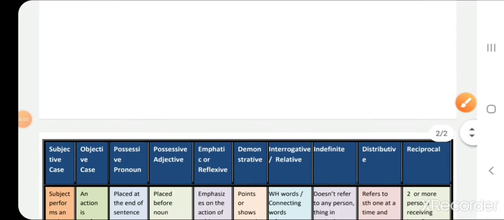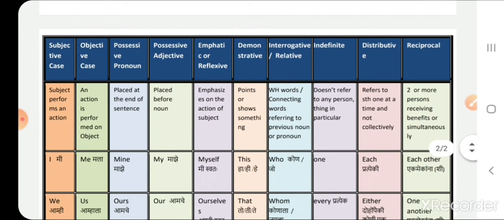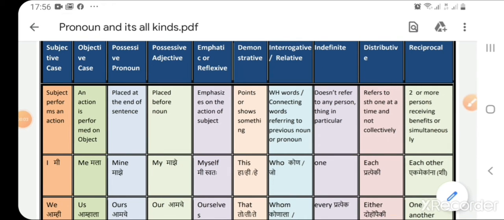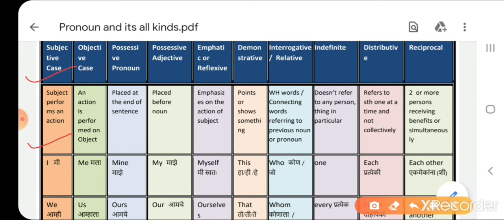Now let's move on to 9 kinds of pronoun. Here all these are 9 kinds of pronouns. First 3 columns are of personal pronouns. Personal pronoun has subtypes: subjective case pronoun, objective case pronoun and possessive case pronouns. Here, first row consists of names of kinds of pronouns, second row is of definition of pronoun, and from the third row, the list of pronouns starts.